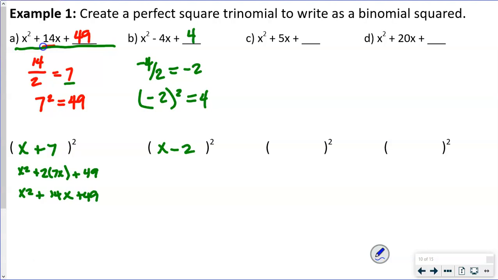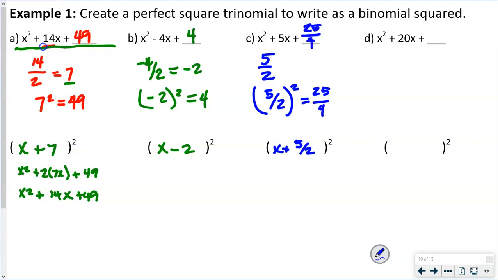Okay? Again, we're going to take 5 and divide it by 2. That's going to be our x plus 5 over 2. Then we're going to take 5 over 2, and we're going to square it, which means we're going to square the 5 and the 2. So this is going to be 25 over 4.